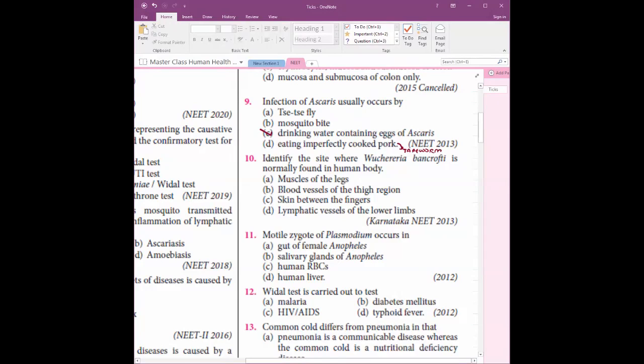Next one. Identify the site where Wuchereria bancrofti is normally found in the human body. Very simple, guys. Yes, Parnavi is right. Waiting for the others. Yes, Devank is also right. Guys, where are we going to see this? Yes, we are going to see it in your lymphatic vessels. How come? Because we said it is nothing but lymphatic filariasis. So that is why lymphatic vessels.